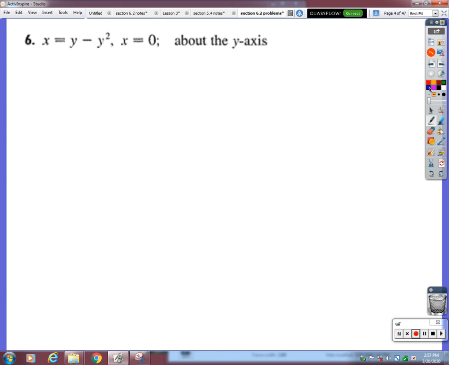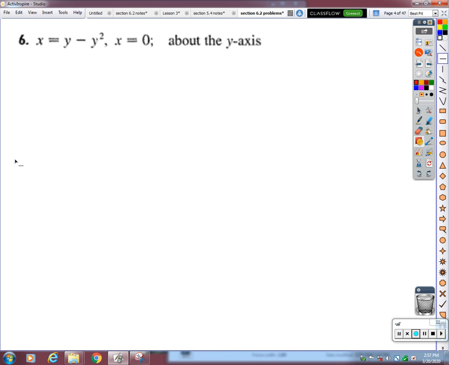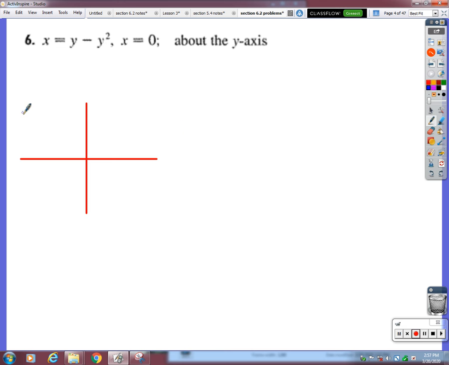Okay, so let's try another one. x equals y minus y squared. So what does that look like? Well, that's going to be tricky to solve for y to see what that graph looks like. So what I'm going to do is switch everything. So I'm going to change this into y equals x minus x squared. I'm going to change this to y equals 0. And I'm going to change to be about the x-axis.